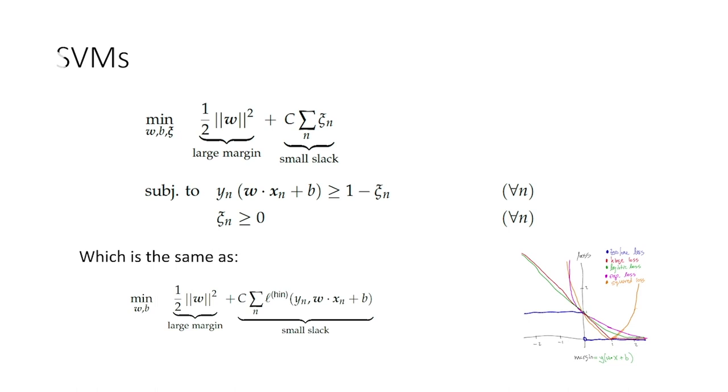In fact, there are algorithms that don't even require you to do the gradient. You can do it even without gradient, but with some other iterative algorithms. And that turns out to be the same as solving this large margin. This is sort of the complexity parameter. You want the complexity to be small. And this is the slack. So this is the hinge loss. Remind you, this is the hinge loss, the red one, and you want that to be.